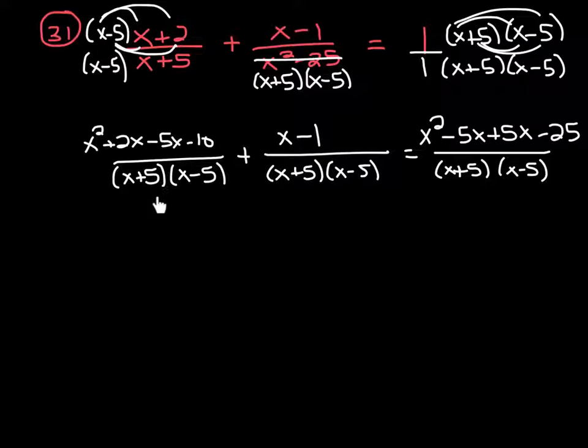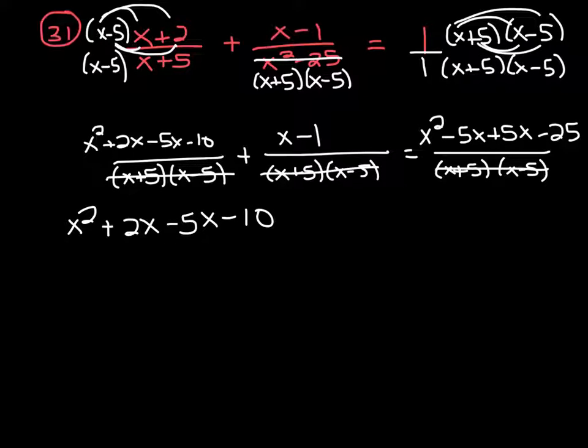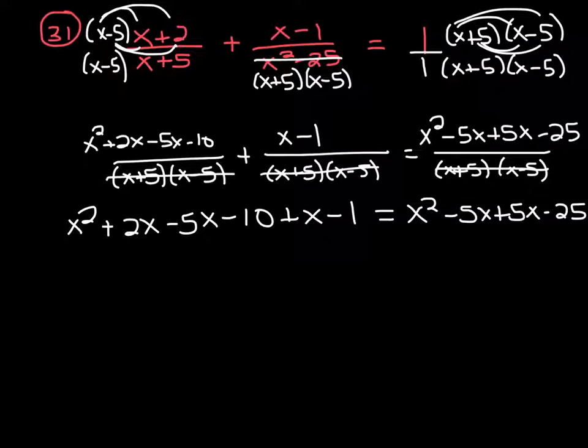We now have a common denominator for everything. So we can move on to step 2, which is to cross off your denominators. The quick step. And then step number 3 is just to solve the remaining numerators up here. So I'm first just going to rewrite it. We have x squared plus 2x minus 5x minus 10, and then I'm going to bring down this plus x minus 1, and bring down the equals x squared minus 5x plus 5x minus 25. Okay, so let me see what like terms I can combine.